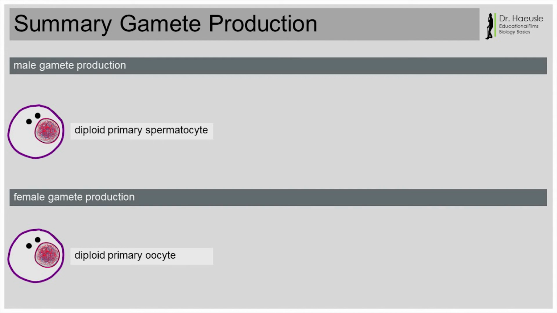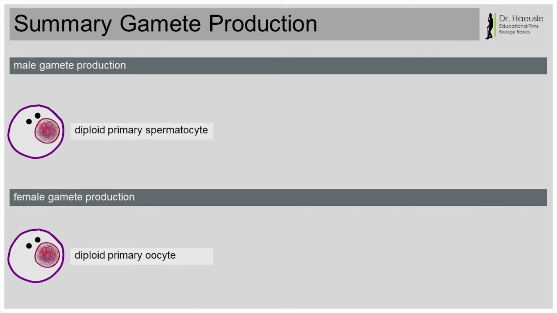The germ cell is diploid. In males, this germ cell is called primary spermatocyte after the DNA was replicated during S phase. In females, it is called primary oocyte after DNA replication took place. Here we see the germ cells after their DNA replication.